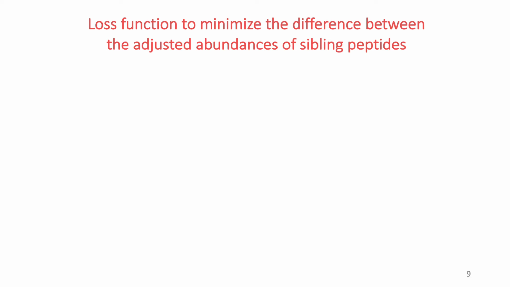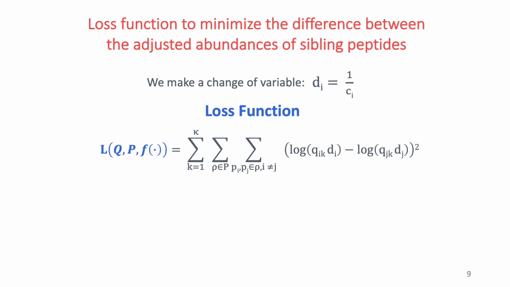Let's first start by defining our loss function for our neural network. But first, we make a change of variable. Instead of inferring coefficient C_i, we will infer the multiplicative inverse D_i, which is really important for avoiding numerical instability issues. Our loss is based on the assumption that the adjusted abundances of sibling peptides should be equal.